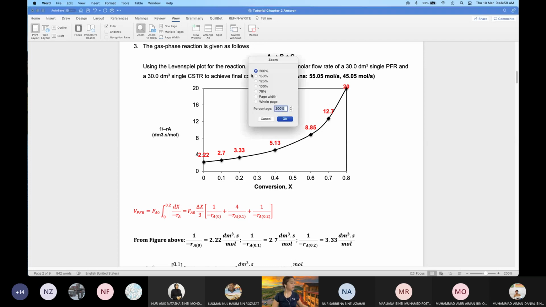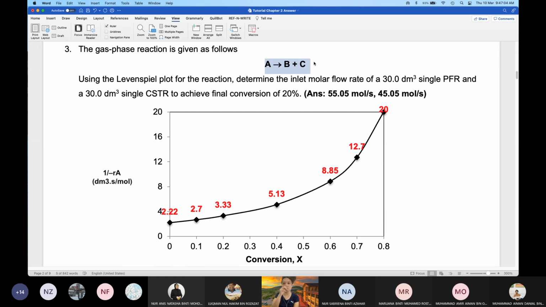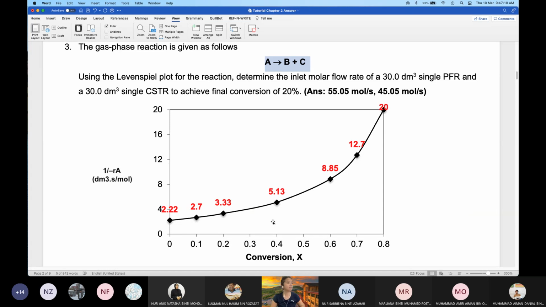Let me make it bigger. Okay, the gas phase reaction is given as follows. Using the Levenspiel plot for the reaction, so this is the Levenspiel plot, determine the inlet molar flow rate of a single 30 dm cube PFR and a 30 dm cube single CSTR to achieve a final conversion of 20%.